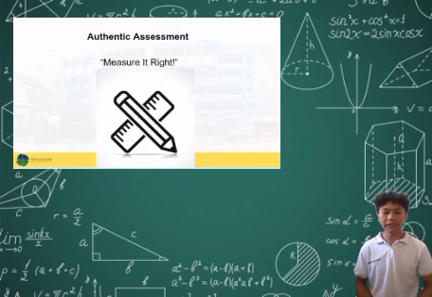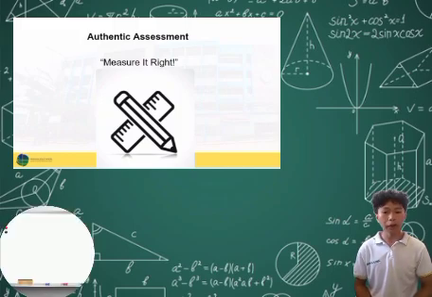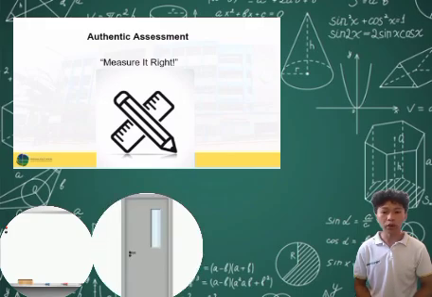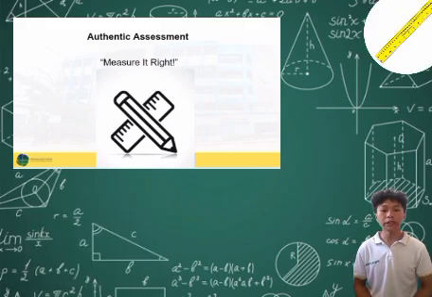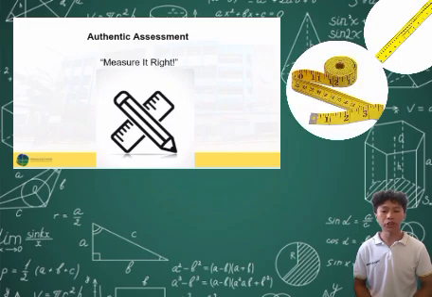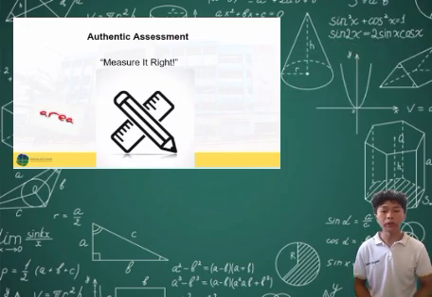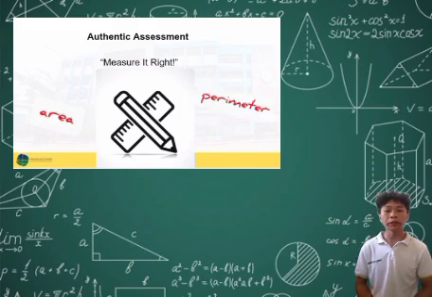Our third activity is an authentic assessment entitled Measure It Right. In this task, students will measure real objects found inside a classroom, for example, the whiteboard, the classroom door, a table, or the teacher's desk. Using a ruler or tape measure, after gathering the measurements, they will compute the area and perimeter of each object.